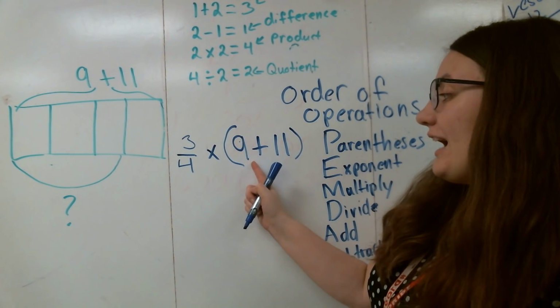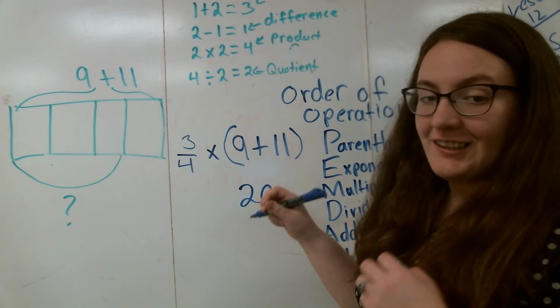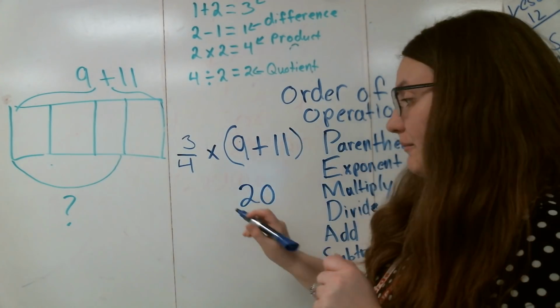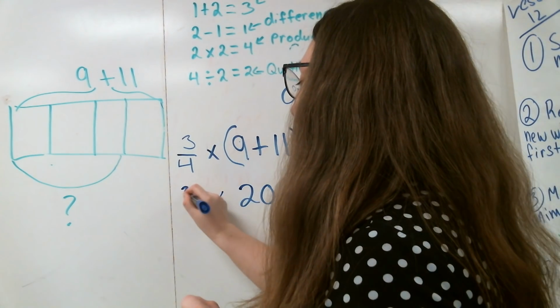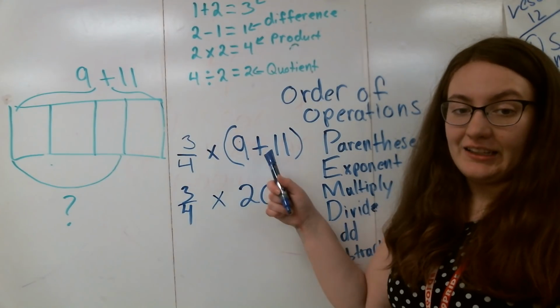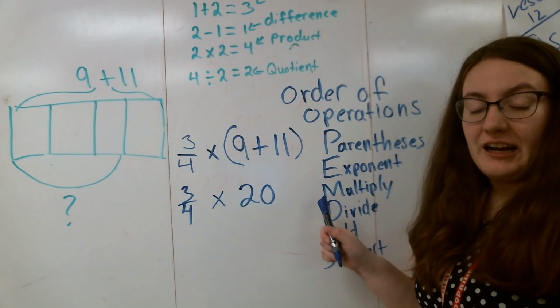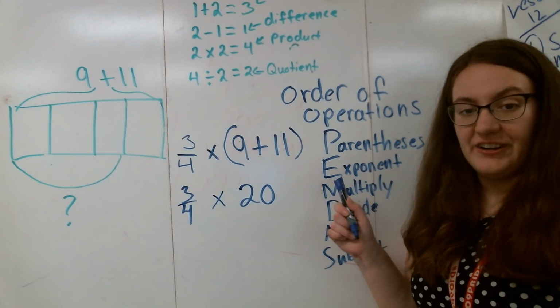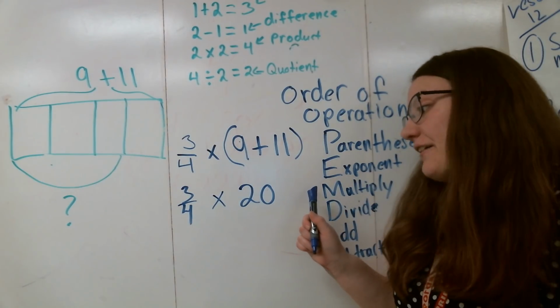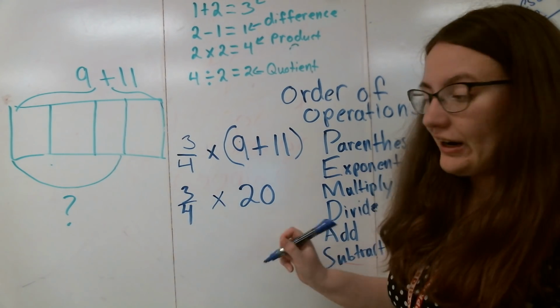So I'm going to do 9 plus 11, which is 20. And now my parentheses disappear because I used them up. And I'll rewrite that 3/4 times 20. And I got 20 because I did 9 plus 11. Now I keep moving down until I find my next order of operations. So I don't have any exponents, but I do have to multiply. So now I need to set up 3 times 20 over 4.